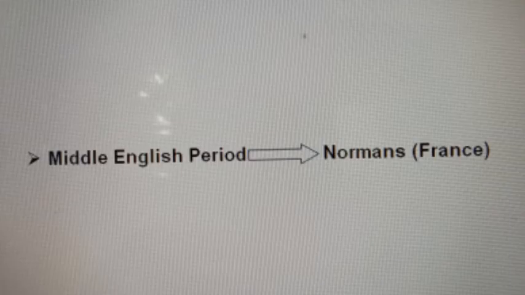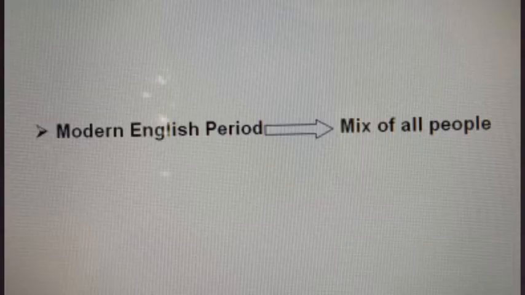So first came Anglo-Saxons and Jutes, and then Danes and Vikings came from Scandinavia, that is Denmark, Norway and Sweden. And then the Middle English period, that is the period when the Normans came, that is people from France. Then the modern English period, a mix of all these people and more people from other countries as well.